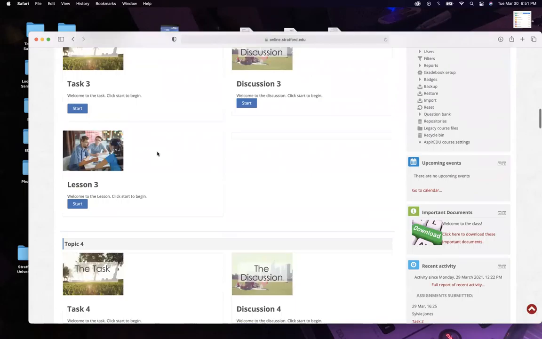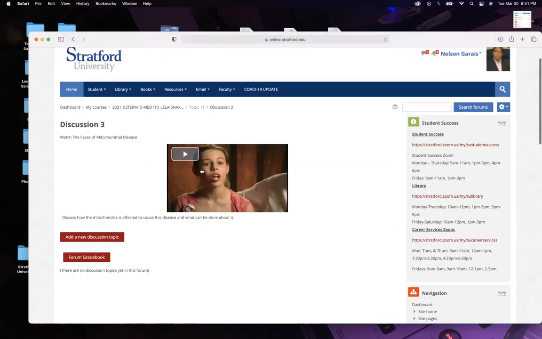So let's see. Did we go over cell structure? Yup. Organelles? Yup. Function of organelles? So I think we're good. So let us now look at discussion 3 and see what that's all about. Now, that's easy.